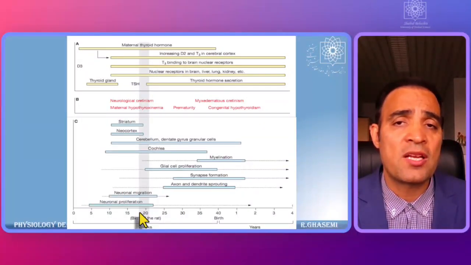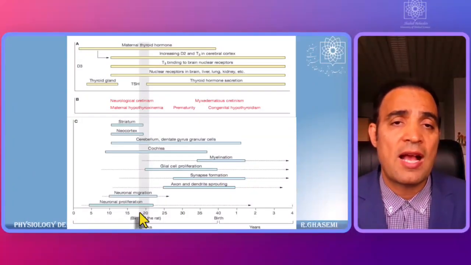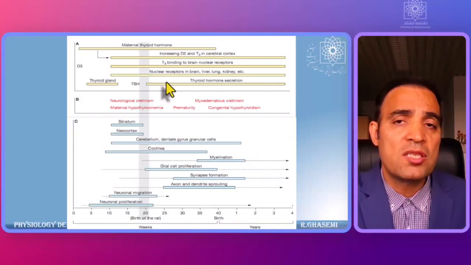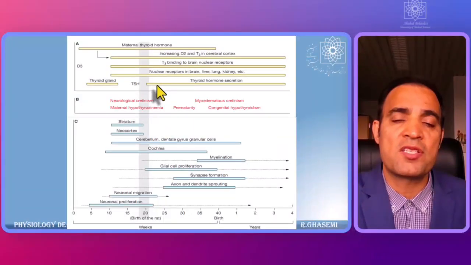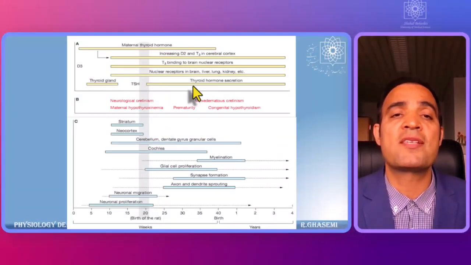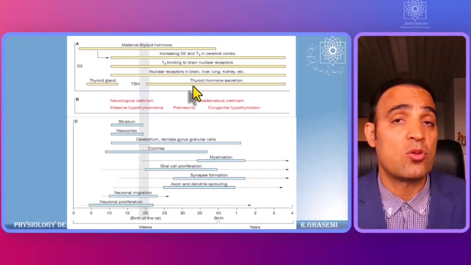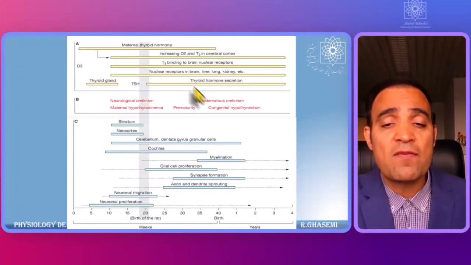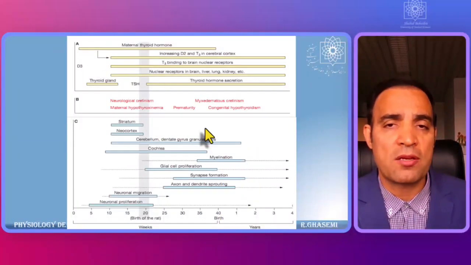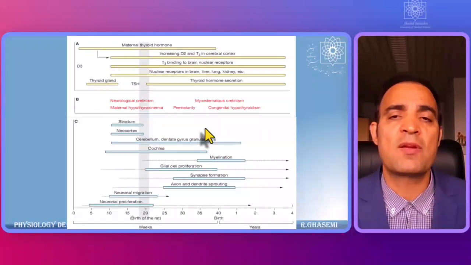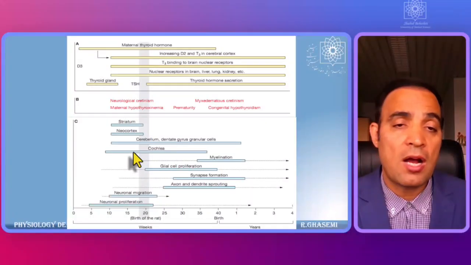Nuclear receptors in the brain, liver, lung, and kidney are expressed in the embryonic life. And as you can see, after the 20th week of gestational life, thyroid hormone secretion starts from the baby. And as I told you, up to the time of birth, the main source of thyroid hormone is the mother. Therefore, if the baby is not able to produce thyroid hormone, there will be no problem.